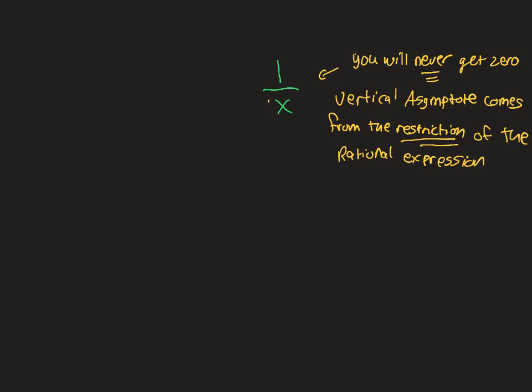So in this case, x cannot be 0. Let's say I had 1 over x plus 2. In this case, x cannot be negative 2. So these are both vertical asymptotes. What does that mean for my graph? Well, let's take a look below. So this is my rough graph here.